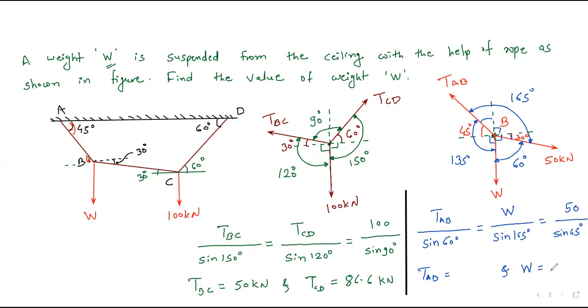61.24. So tension in AB is 61.24 kilonewton. And what is W? 18.30. So the value of W is 18.30 kilonewton. So these two are the answers. Others, please do check whether the answers are correct or not. Correct? Okay. So in this way, by using Lami's theorem, you can find out.